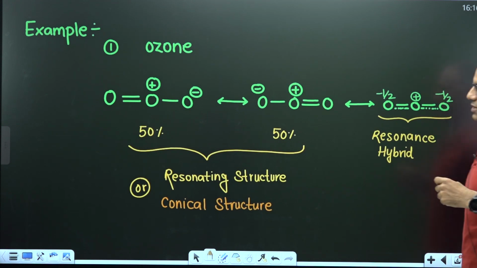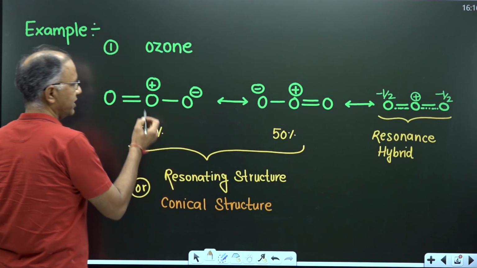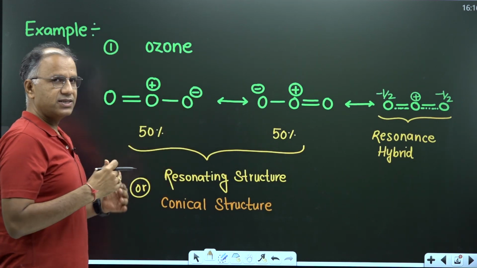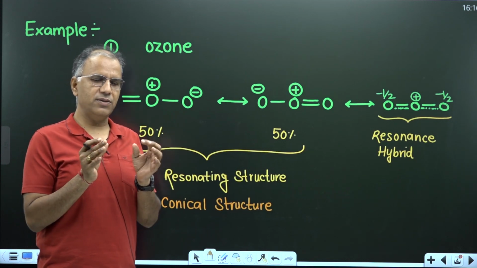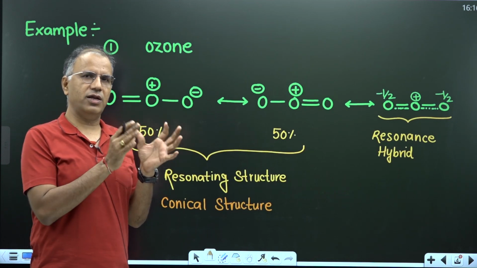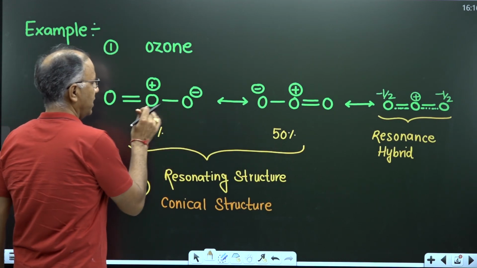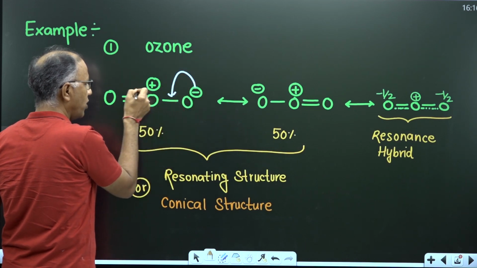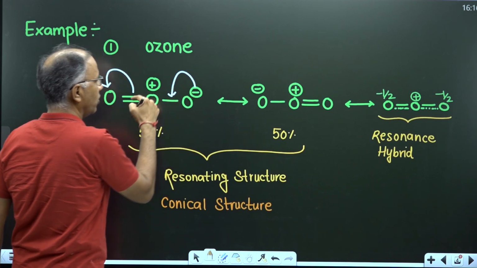Now let us start with a basic example of ozone. This is our ozone and this oxygen has positive charge, this is negative charge. Now resonance means delocalization of lone pair and pi electron. And what is delocalization? It means movement of electron from one atom to another atom. In this case, delocalization of lone pair takes place. I have to draw this lone pair converting into pi bond and this pi bond converting into lone pair. This is resonance because lone pair is delocalized.